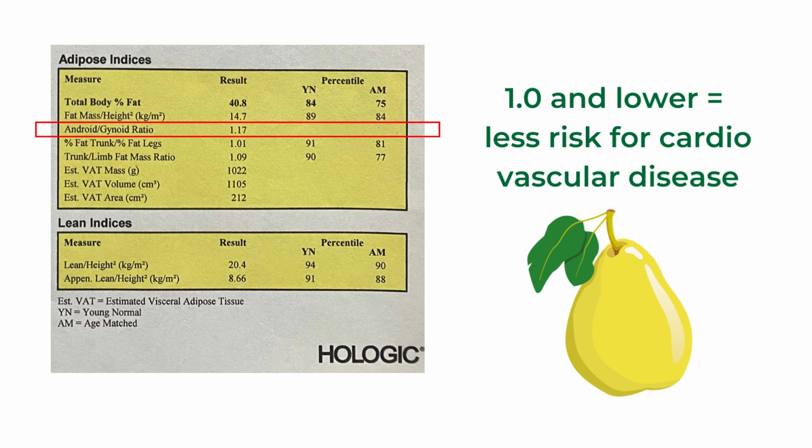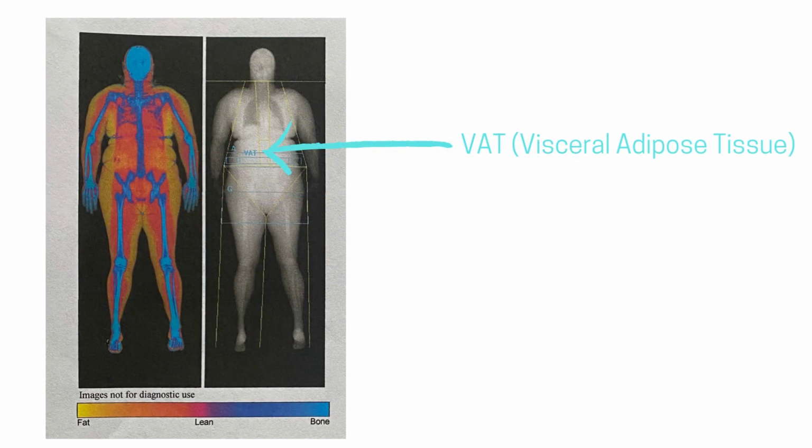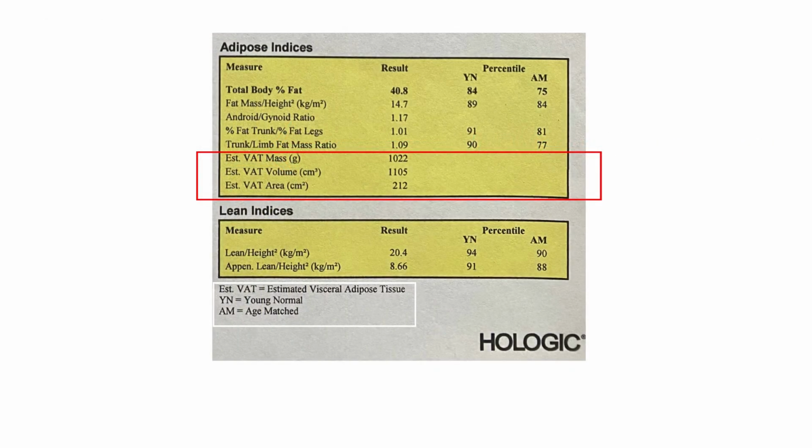Moving down in this yellow box, take a look at the estimated VAT. On the very bottom in the white, it actually shows what some of these abbreviations stand for, but VAT is visceral adipose tissue. If you go back to that dense image where it shows your lungs, you're going to see that little VAT box. That is where these analyses are coming from. It's taking your visceral adipose tissue and telling you how much fat you have in and around your organs. Now, VAT mass is listed here in grams.